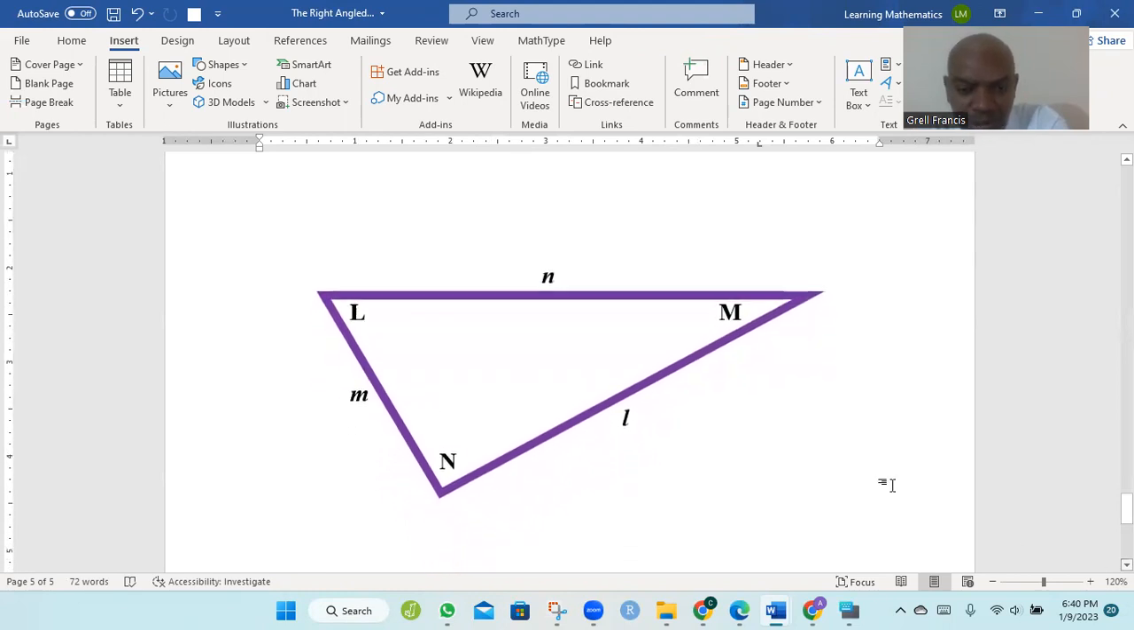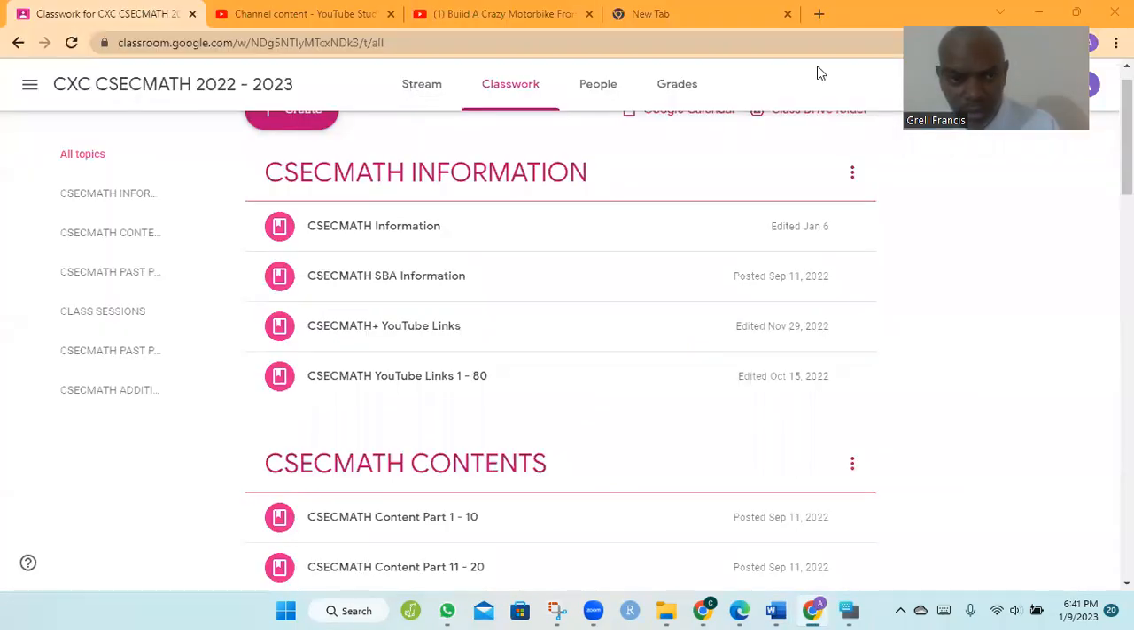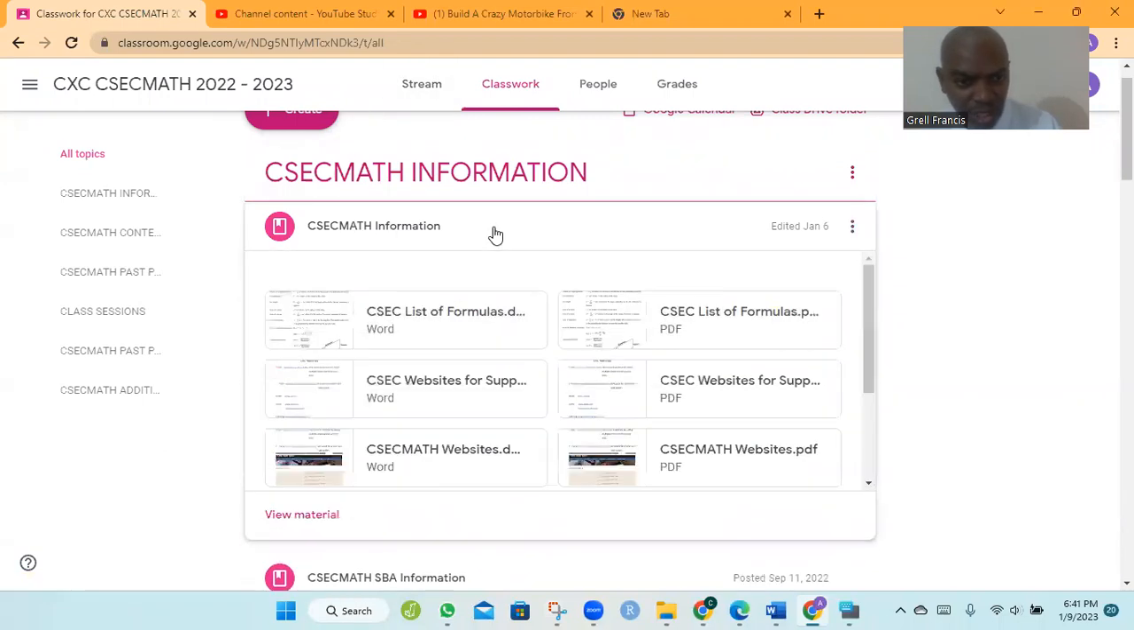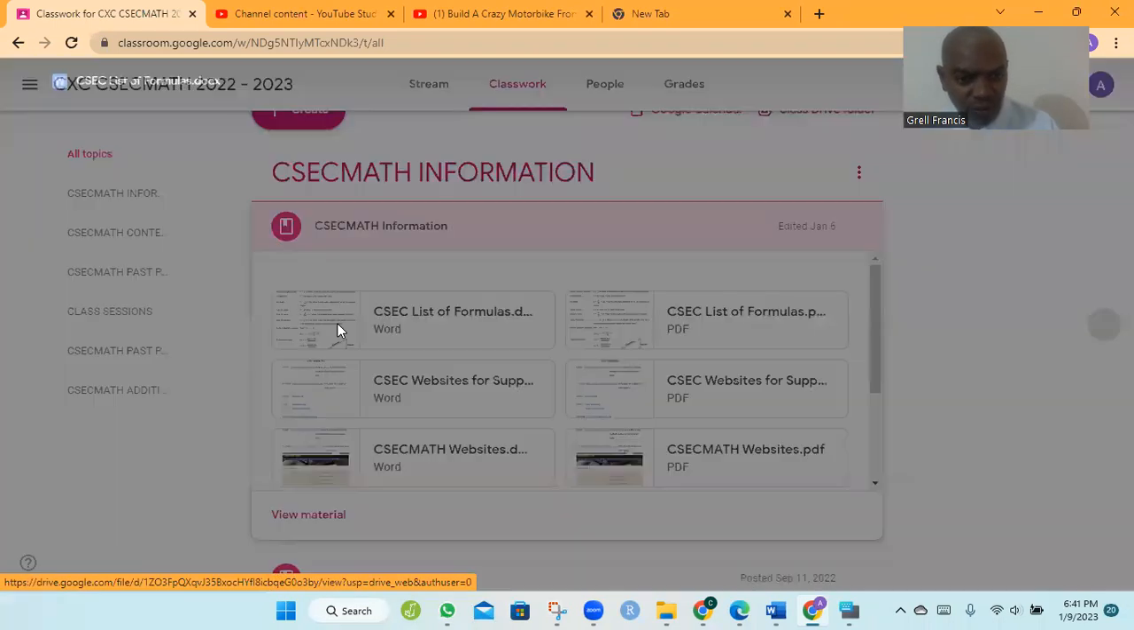All of this is in preparation for trigonometry in the CXC exam, and we can compare what we have done to the list of formulas. So please get out your list of formulas before we move on, just to compare what we did with the information in the list of formulas from the CXC syllabus. I go into the Google Classroom, in the CSEC math information, and click on the CSEC list of formulas.